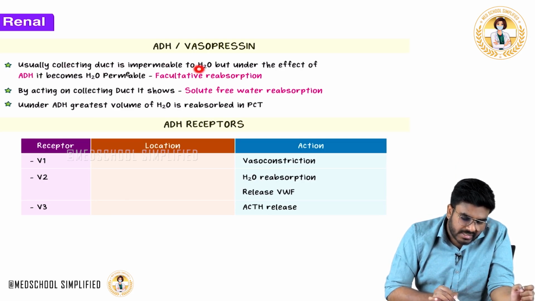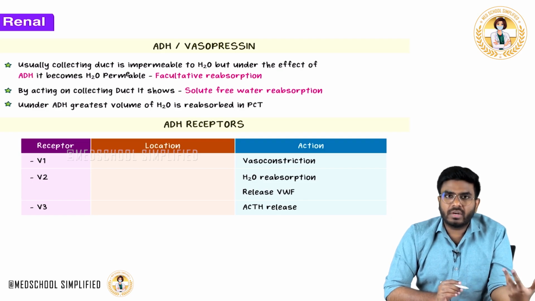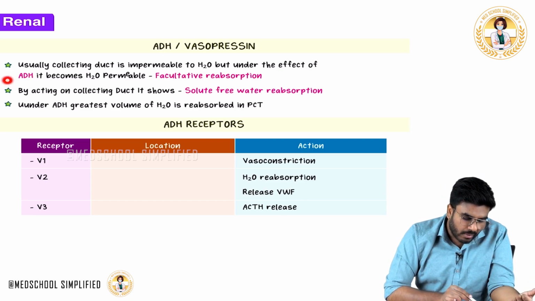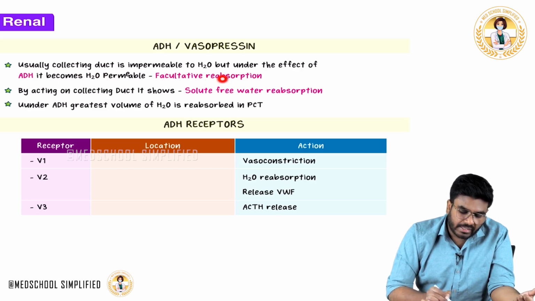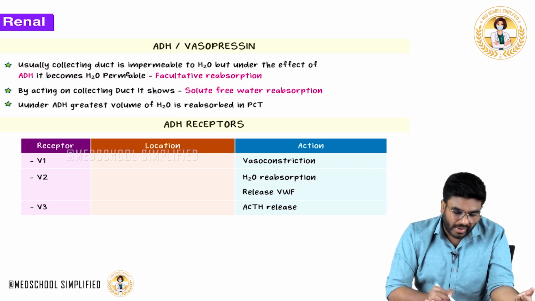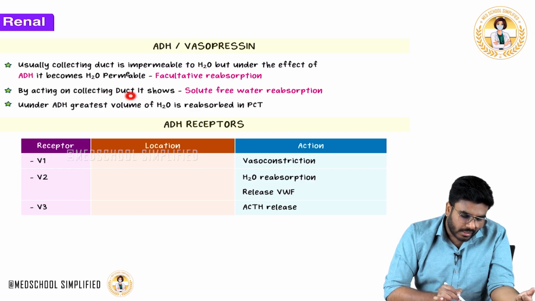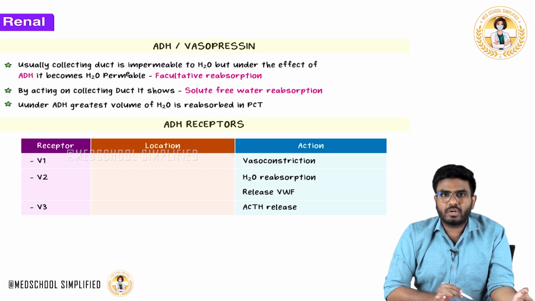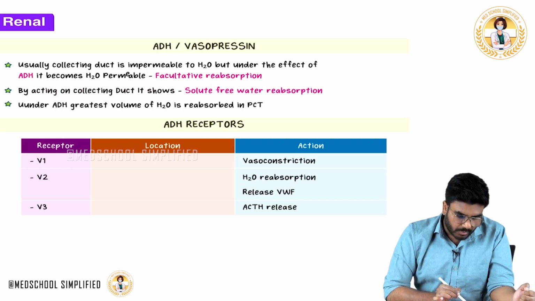Usually the collecting duct is impermeable to water, but whenever you are dehydrated, whenever your blood osmolality increases, whenever the osmoreceptors are stimulated, antidiuretic hormone is produced. Under the influence of antidiuretic hormone, the collecting duct becomes permeable to water. This is called facultative water reabsorption. By acting on the collecting ducts, it shows solute free water reabsorption. No sodium is getting reabsorbed, only water is getting reabsorbed.